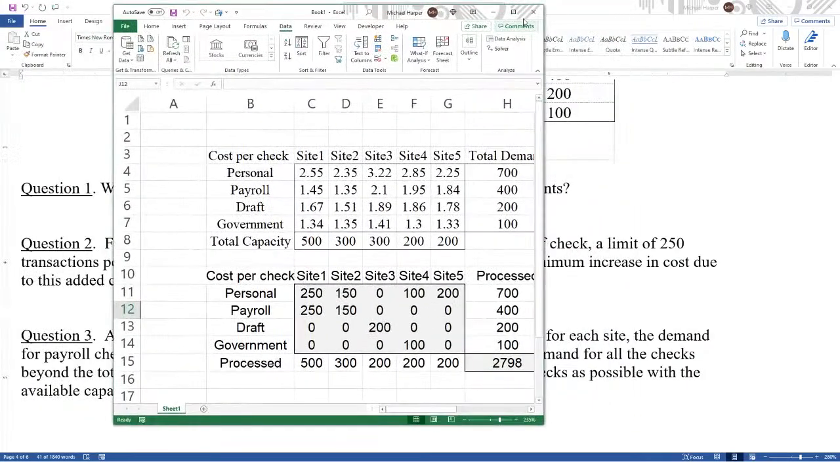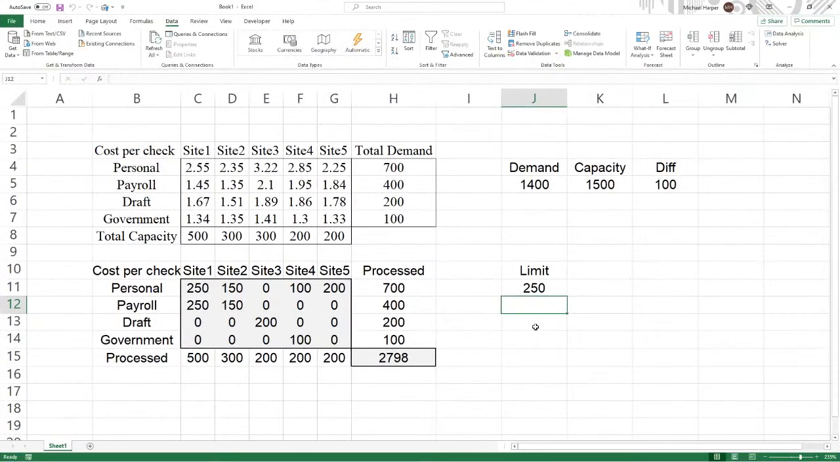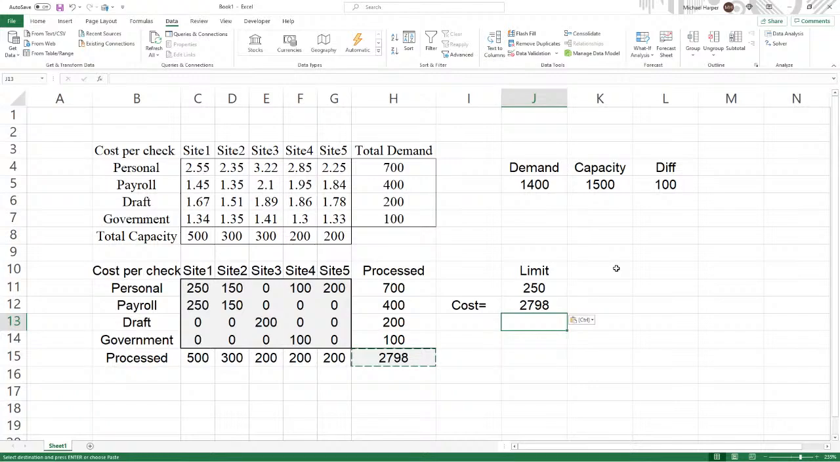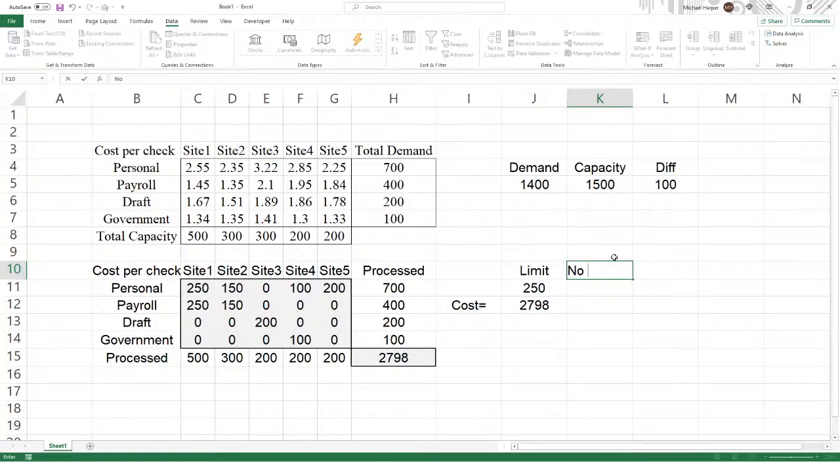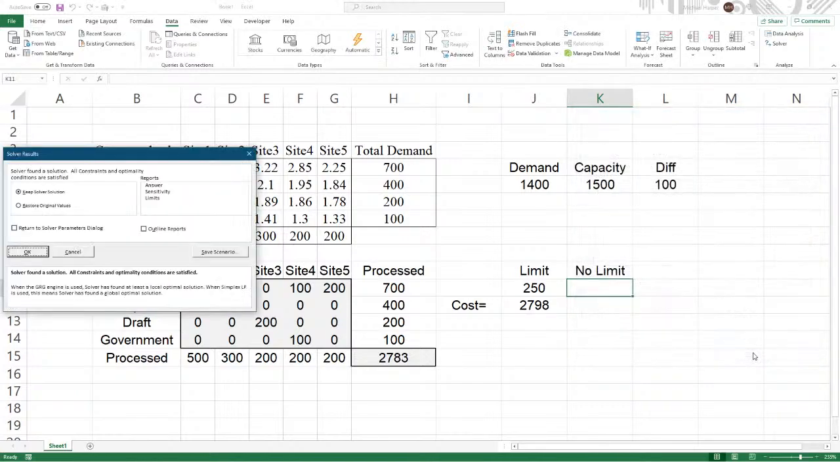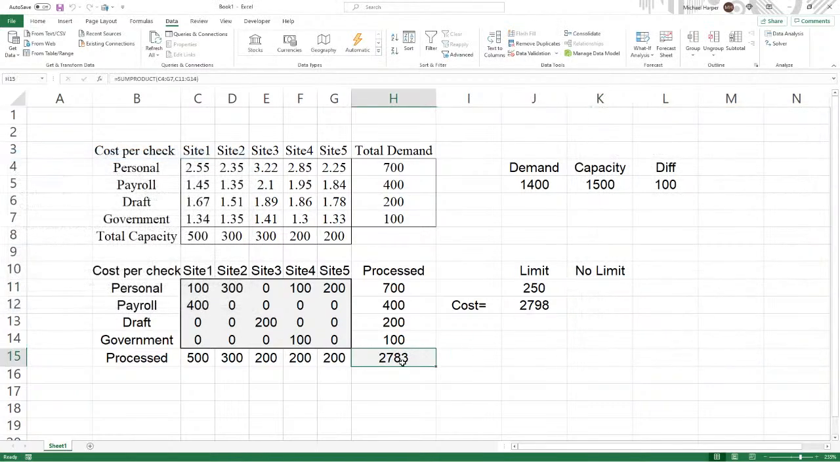Oh, cost increase. Okay, so right here, the limit of the cost, let's say here cost equals. So let's take this, Control C, come up here, and then paste it. Now the limit over here, let's say no limit. And then go to Solver again, and right here where we had the limit, let's just delete that and solve it again. And sure enough, there's our 2783.